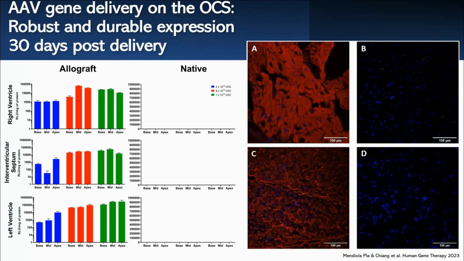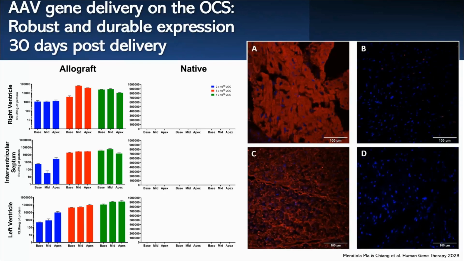The results that we saw with AAV delivery on the organ care system were very robust and durable expression at 30 days post-delivery when we terminated the experiment. You can see here, these are results of luciferase activity in the allograft and the native heart, and we did 3 different doses, and you can see a dose-dependent effect on the luciferase activity.